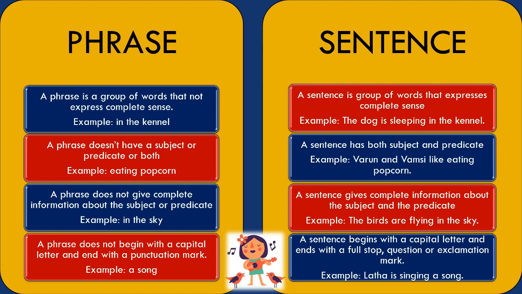So children, hope you understood the explanation of a phrase and a sentence. Let us sum up with the definitions. The definition of a phrase: a group of words that does not make complete sense. Definition of a sentence: a group of words that makes complete sense. Children, hope you are clear with the definitions of a sentence and a phrase and the differences between them. So that's all for today's class.